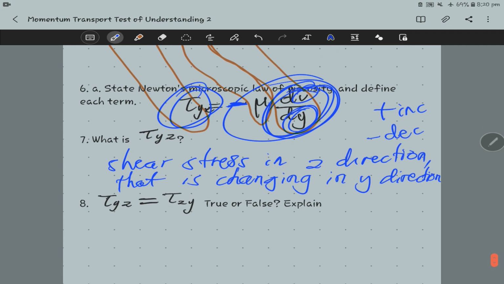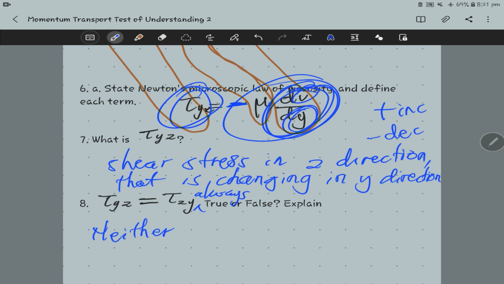Yeah, so that's what that one means. So question 8 says: tau YZ is equal to tau ZY, always, true or false? Always is part of the question. What do you think? And the answer is it depends, not always. So basically it's neither true nor false, but it depends on the system.